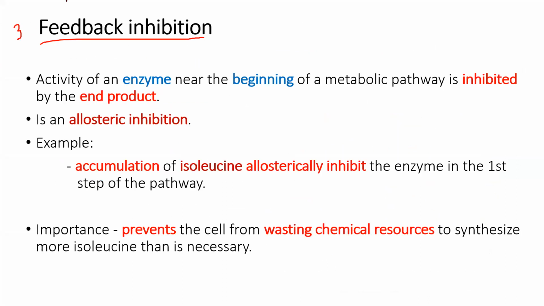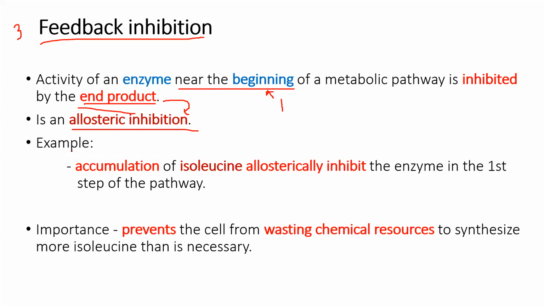Okay. So feedback inhibition, activity of an enzyme near the beginning of a metabolic pathway is inhibited by the end products. Okay, near the beginning of a metabolic pathway, it means that it usually involves the first enzyme. So it is a type of allosteric inhibition because the end products will become the inhibitor that binds to the allosteric site of the first enzyme.